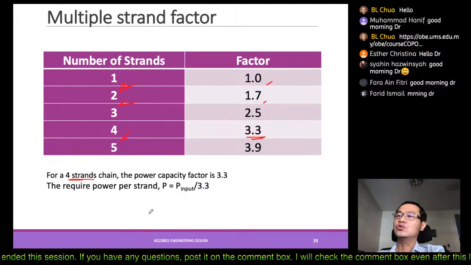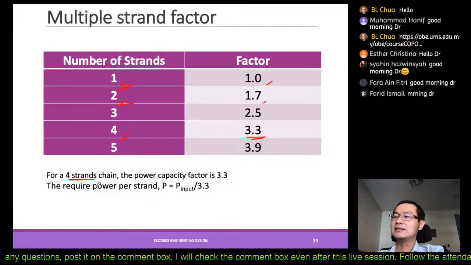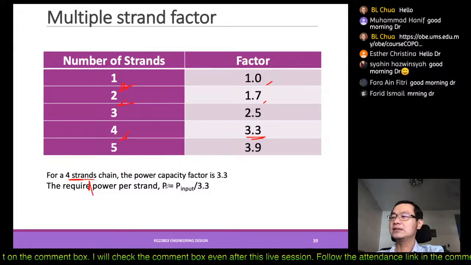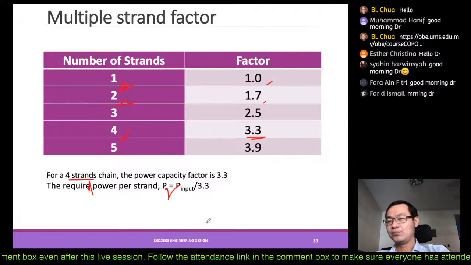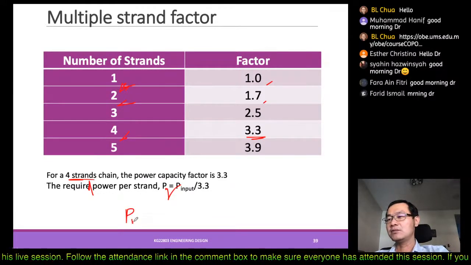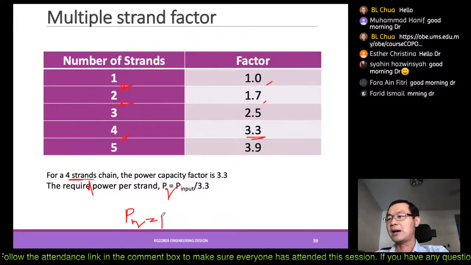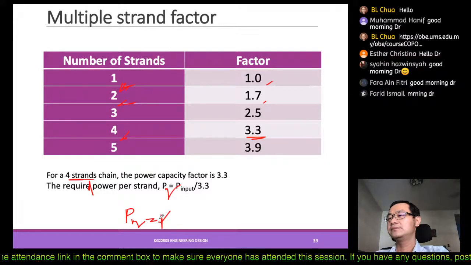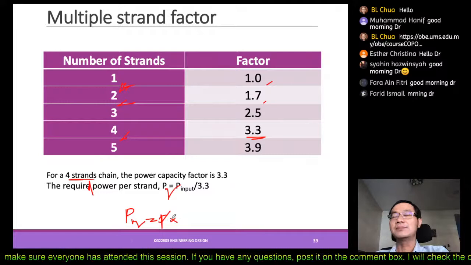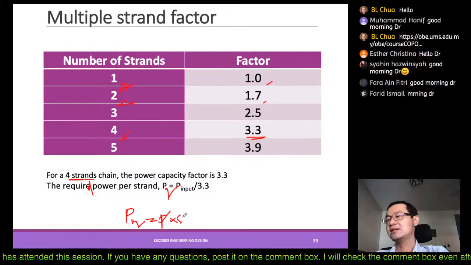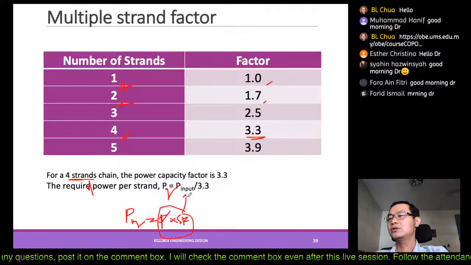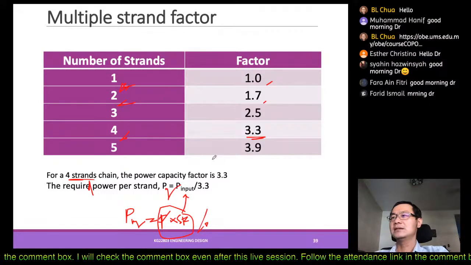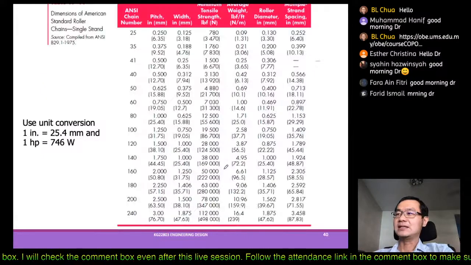So when we design for the required power, our required power would be equal to the power multiplied by the previous service factor, which defines our power input, divided by the strand factor.